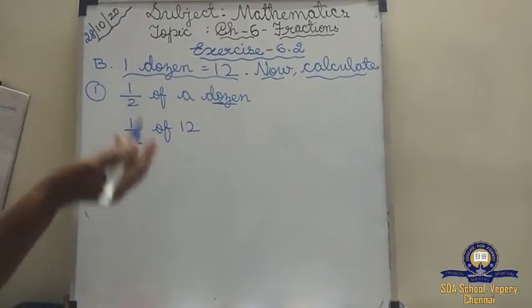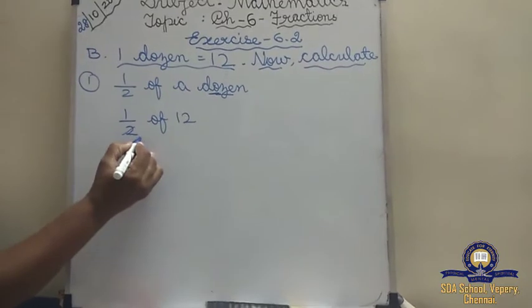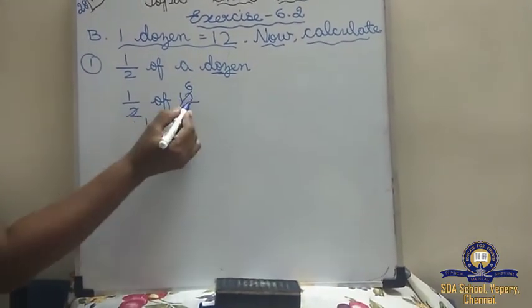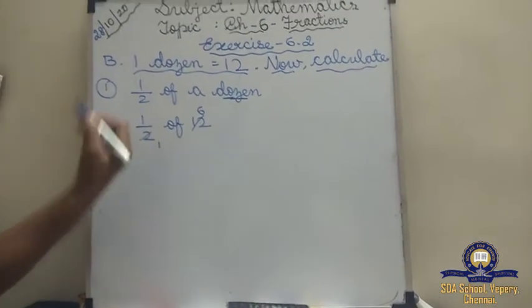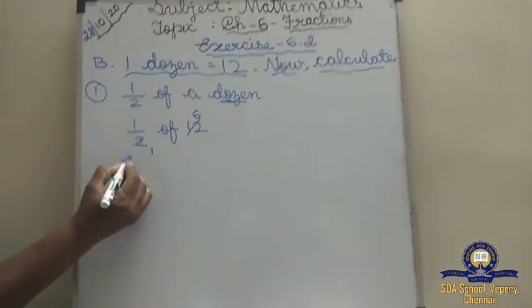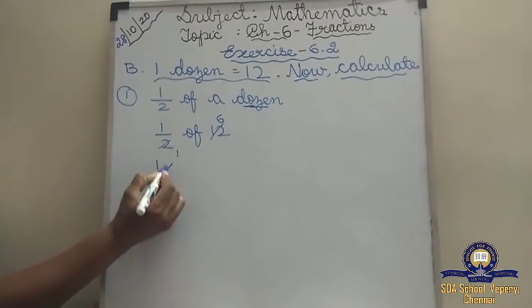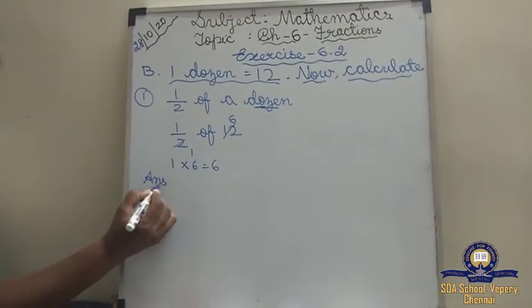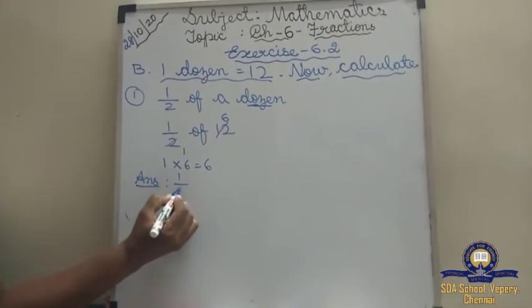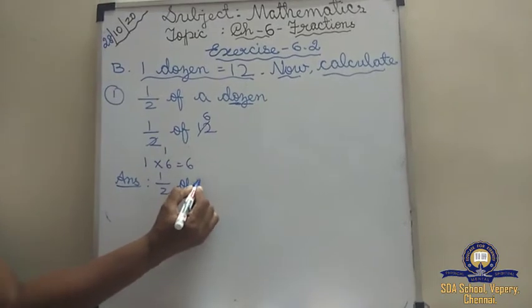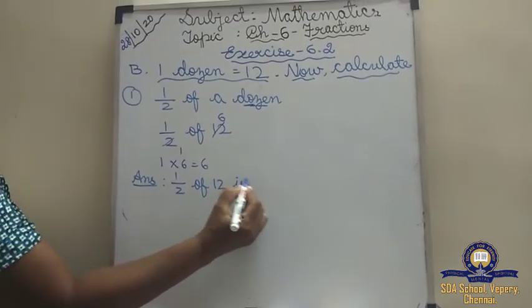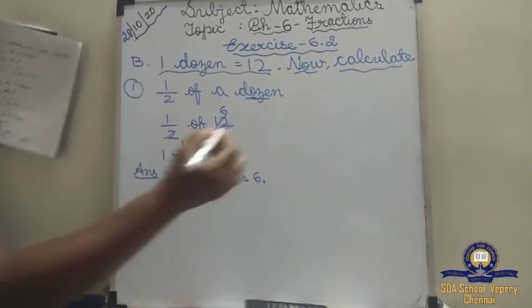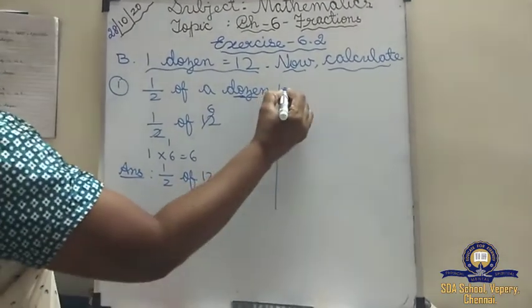So what we have learned before itself, isn't it? So 1 2 is 2, 6 2s are 12. 12 goes in 2 tables. So the same process what you have done before. So you have to multiply this one. 1 6 is 6. So what's the answer, children? 1 by 2 of 12 is 6. Understood, children?